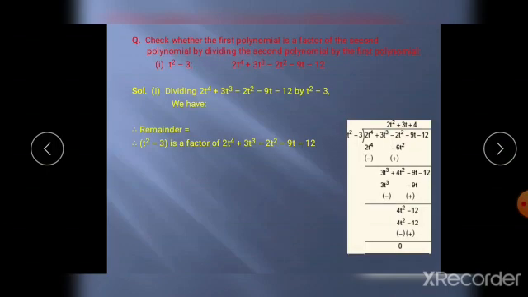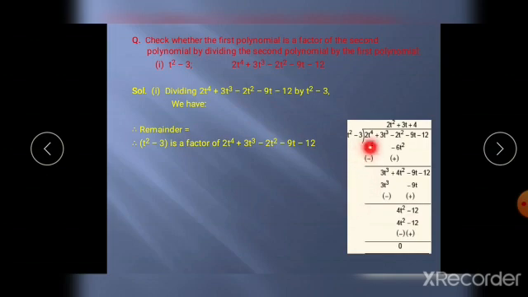Now let me see another example. Check whether the first polynomial is a factor of the given polynomial. So t square minus 3 is the factor and the polynomial is 2t power 4 plus 3t cube minus 2t square minus 9t minus 12. You have to divide by the same process, the division algorithm, the long division method. Now step 1, the same thing.